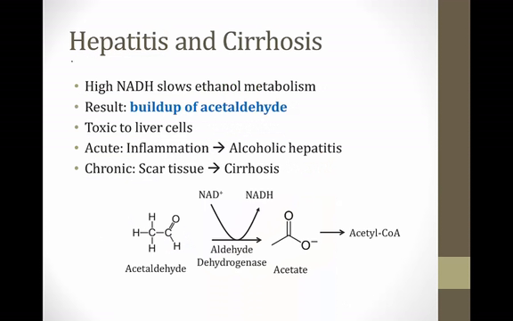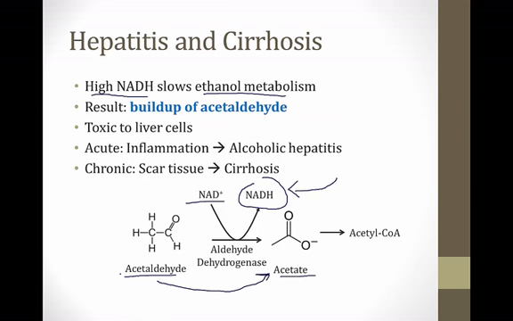Hepatitis and cirrhosis are two problems that also occur among alcoholics, and once again you can tie these back to the high levels of NADH. In this case, the high levels of NADH slow the metabolism of ethanol itself. Recall that the second step of metabolism of ethanol is the conversion of acetaldehyde into acetate. This step generates NADH, but it also requires NAD+ in order to proceed. So when all the NAD+ is tied up in NADH, you will not be able to convert acetaldehyde into acetate, and as a result, you will get high levels of acetaldehyde.